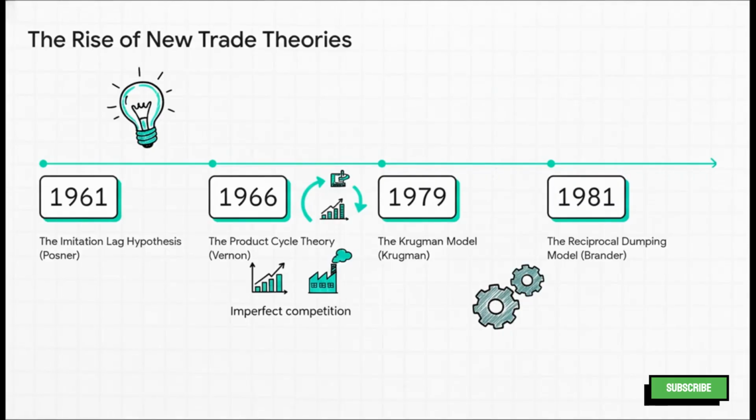Then, in the back half of the 20th century, things really took off. A whole wave of new theories popped up to explain things the old models just couldn't. For instance, Paul Krugman's work helped explain why countries might specialize in different versions of the same product, like why Germany and Japan both export cars to each other. The old models had no answer for that.